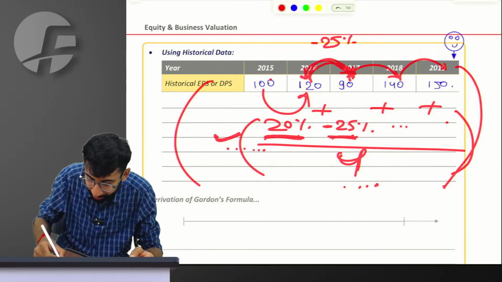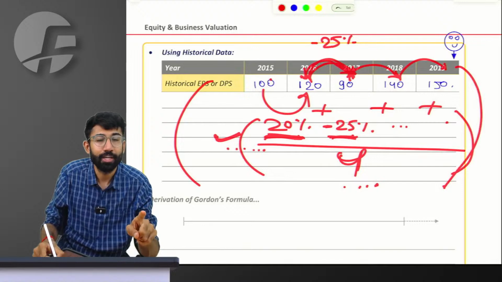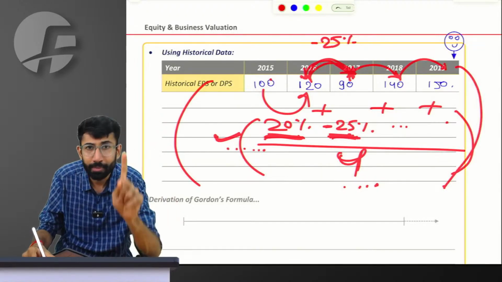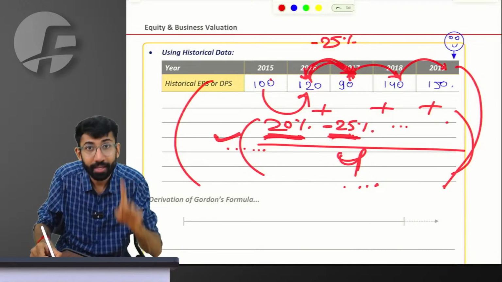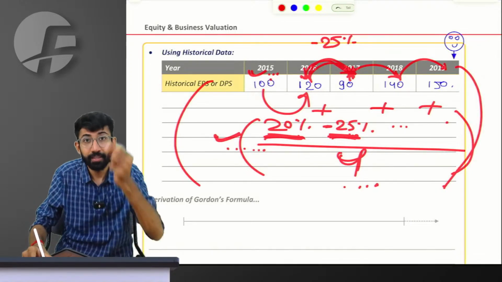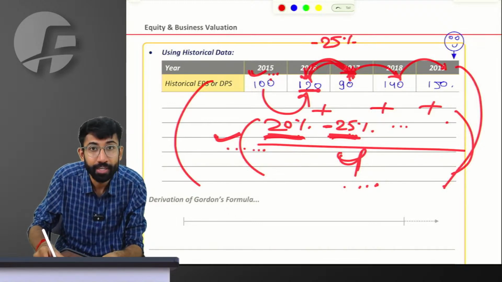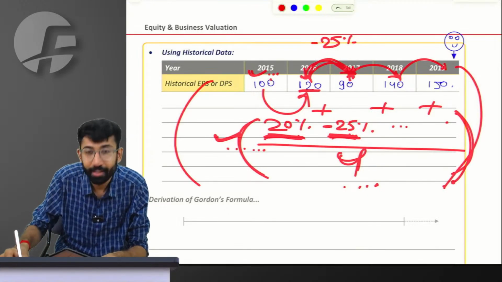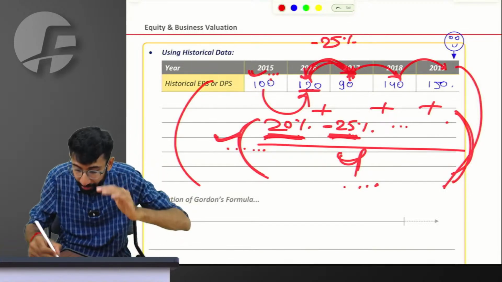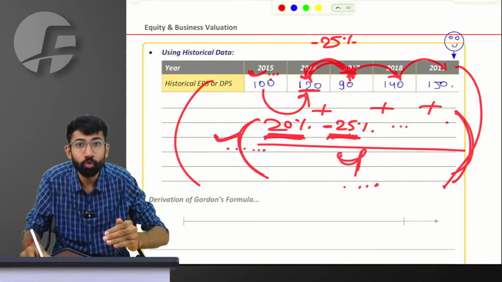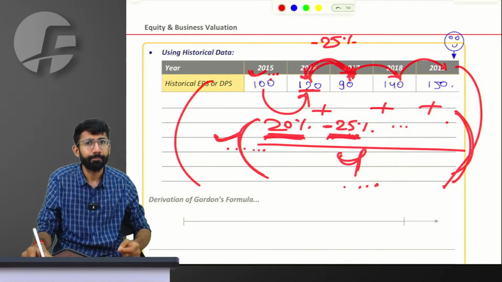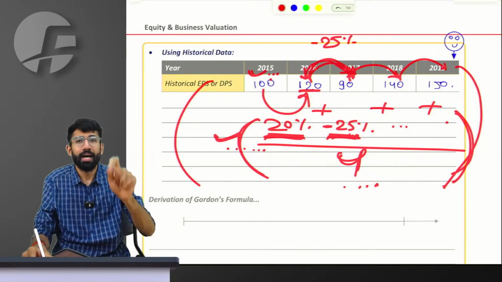Sir, I understand my growth in dividend is 20%. I understand my dividend has fallen by 25%, but please listen to this. 20% has grown when the dividend was 100. 25% has fallen when the dividend is 120. Do you agree? While calculating the average, you missed the weights. It has grown by 20, it has come down by 25, but at what weight has it grown or come down? No. I think you didn't get it.